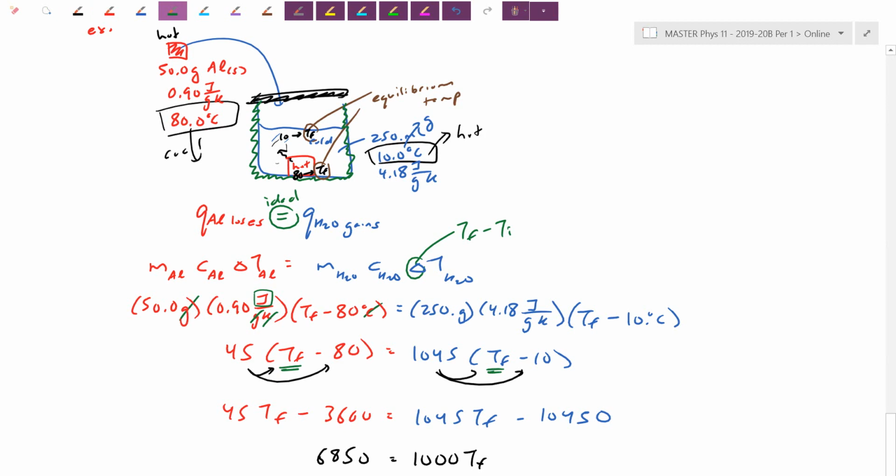Nothing's wrong with our math, right? I just distributed everything correctly. But something is fundamentally wrong. Let's see if you can spot it. You can pause it and see if you can guess for yourself.